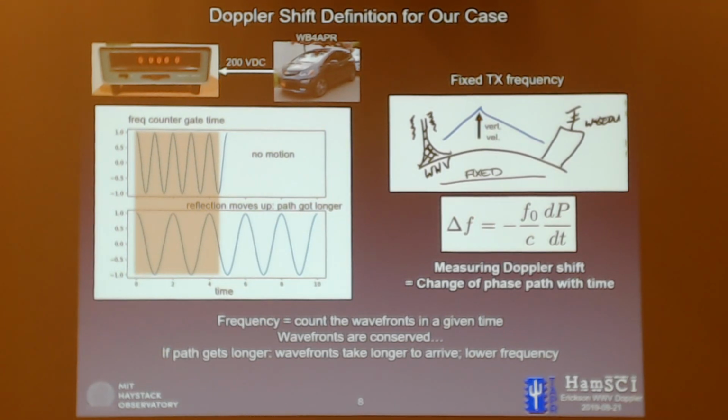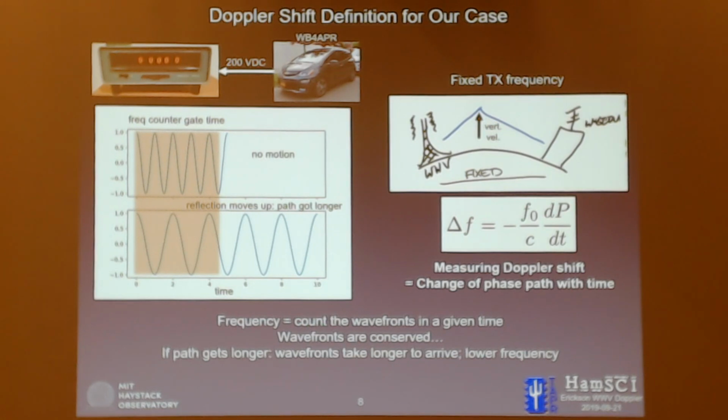So what's the frequency counter doing? How do we measure frequency? We're counting the number of wavefronts in a given amount of time. That's this block here. It has a gate on it, and it counts how many times the wavefront usually goes through 0. Then I divide that by the time, and I get my frequency, right?